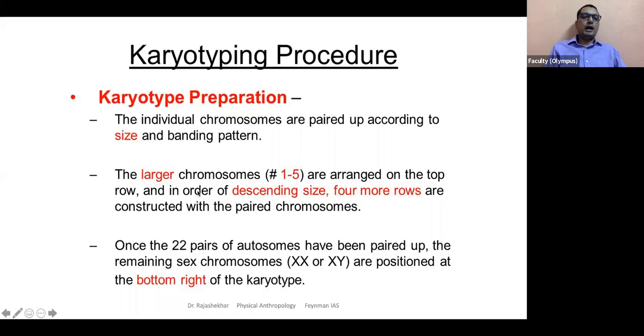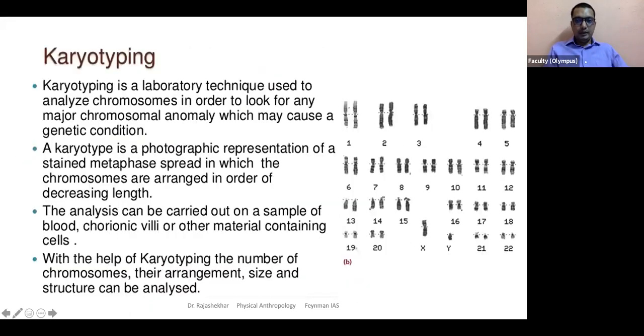Next, what do they do? Out of all 23 pairs of chromosomes, the large chromosomes, about 1 to 5, are arranged on the top row. The top row normally contains 1, 2, 3, 4, 5, as you see here. Can you see that these chromosomes are the largest of the chromosomes in the karyogram? So these are the largest. They go in descending order, from the largest to the smallest. The first few chromosomes that you see here are going from the largest to the smallest.